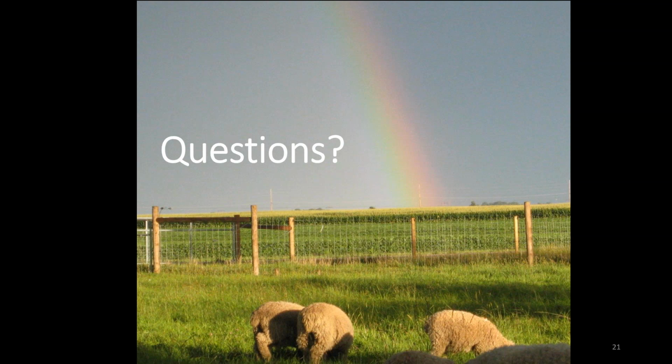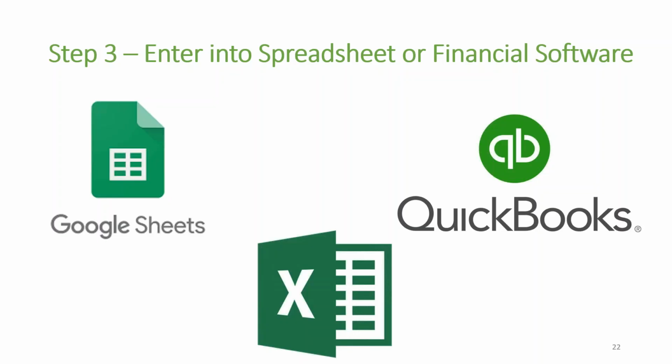Okay, so we will go ahead and move on to the next section, and we'll break for questions again in just a few minutes. So step 3 is entering all of that information into your spreadsheet or financial software. So you've decided on your chart of accounts, you've decided what you want your profit and loss subcategories to look like, you've gathered up all of your receipts and your bills and your invoices. Now you want to organize them into your spreadsheet.